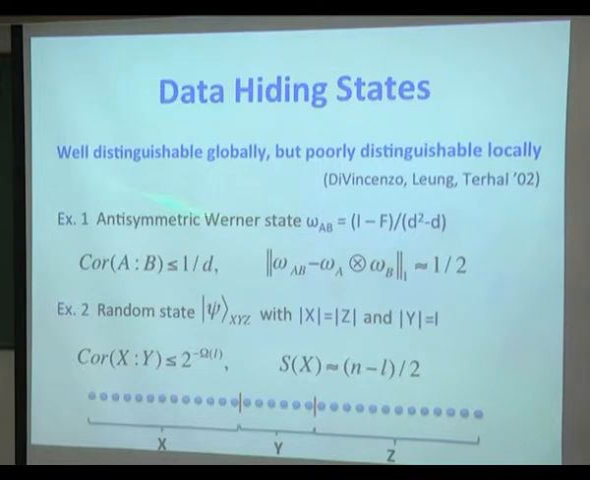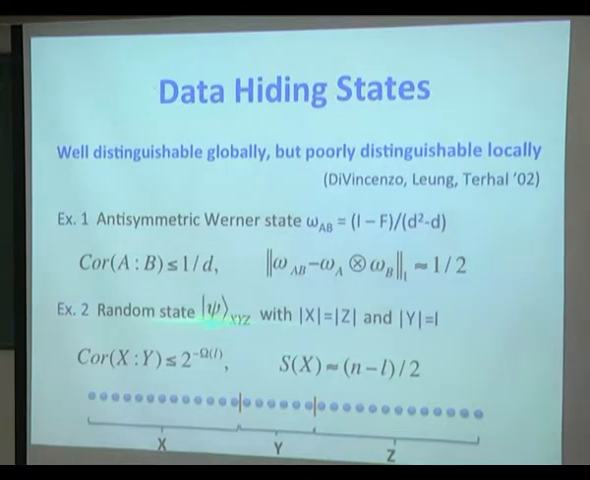So I showed you two examples. One was this antisymmetric Werner state. It doesn't matter what it is, it's identity minus the swap. What only matters is that there exist these states for which the correlations between A and B are like 1 over local dimension, right? This state lives on C^d times C^d. But if you look at the distance of the state to the product, it's almost half, okay? So there's a huge gap here.